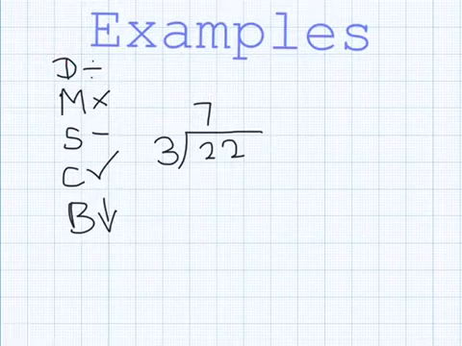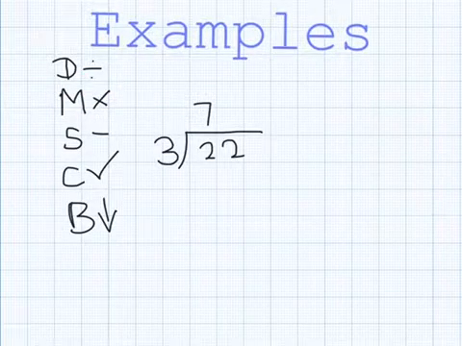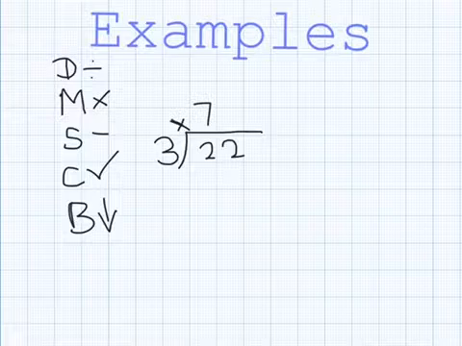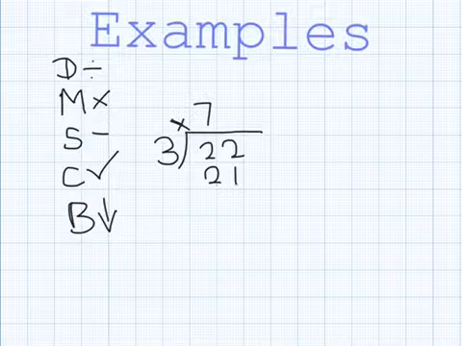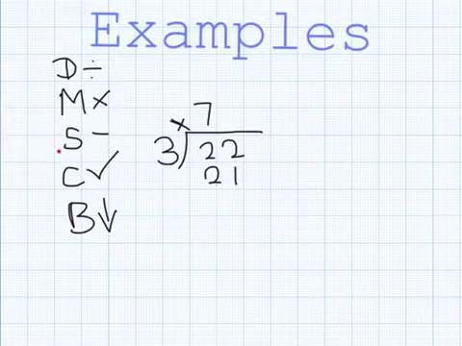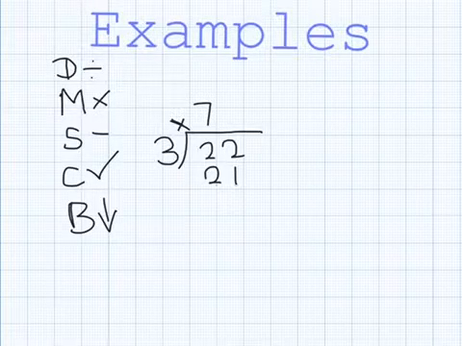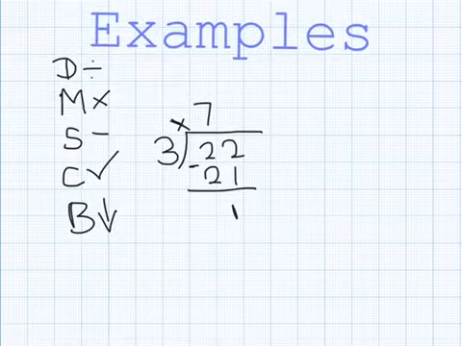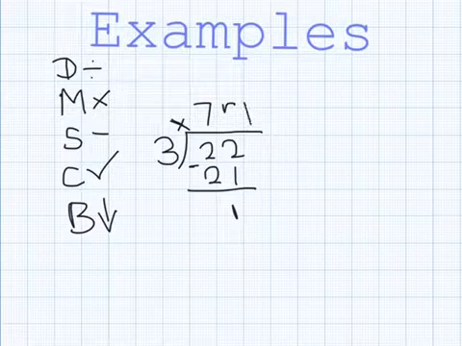Divide. Now we have to multiply. Multiplying is the second step. If you want, put a multiplication symbol right here. Now we can write 3 times 7 is 21. Now we can move on to the third step, subtract. Now we have to subtract 21 from 22. The answer is 1. 3 can't go into 1 at all. So 1 is our remainder. We write the remainder like this.